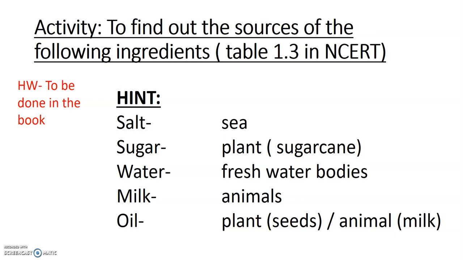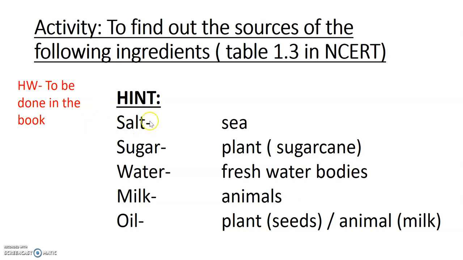Activity to find out the sources of the following ingredients. See, I have not drawn the table here. NCERT table 1.3. You can find it on page number 2. In that table you have to write down the sources of the food they are obtained from. Like we all know what is the source, like if I write seed, you know seed, or if you write jeera, you know it is coming from the plant, so you know the answer.